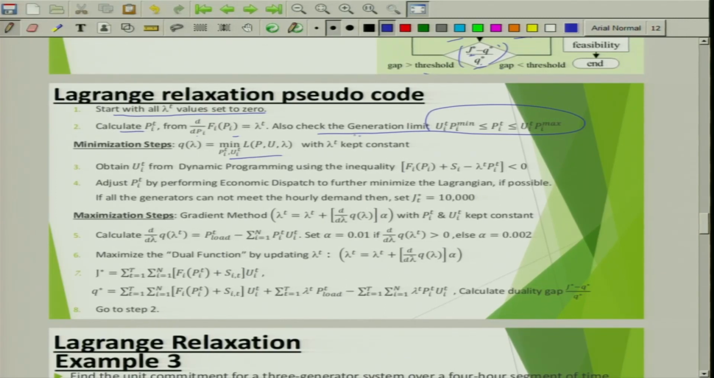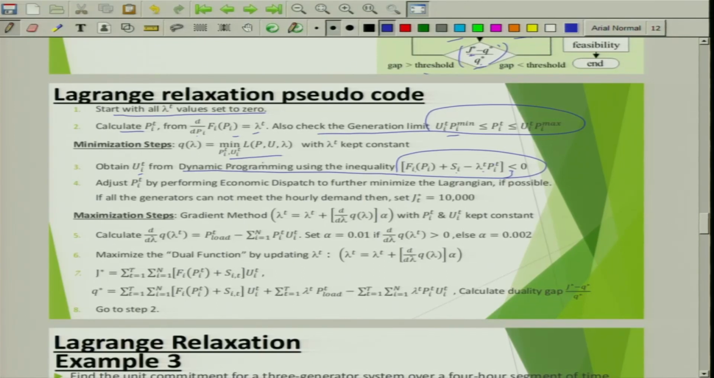Then now you got the lambda, you got some generation, and then you minimize u, because out of 3 variables 2 you have fixed, lambda and P. Now you need to optimize u, which you are doing using dynamic programming, using the inequality constraint. I told you this function F of P plus S minus lambda P, if it is less than or equal to 0, then you consider it to be on. If this is greater than 0, then you consider it to be off state, that I explained to you.